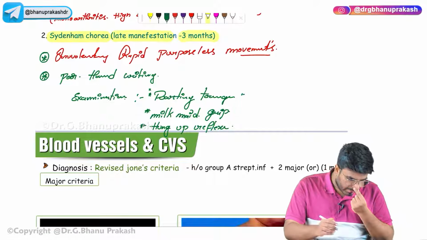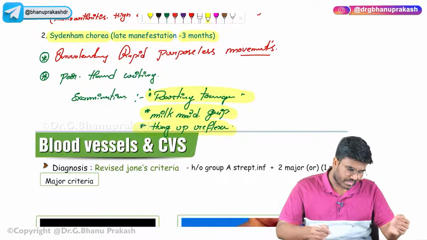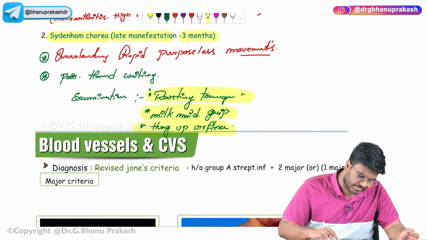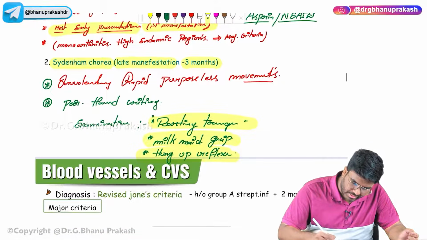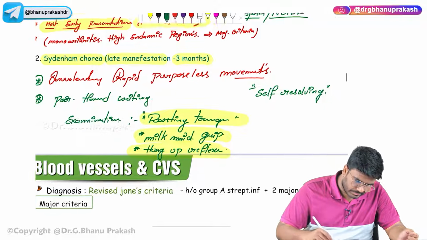So whenever you do the examination of this patient, the patient is going to have a darting tongue, milkmaid grip and hung up reflexes. And this Sydenham's chorea is a self-resolving condition. It will go away on its own.